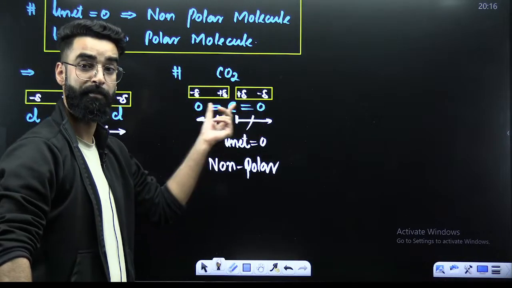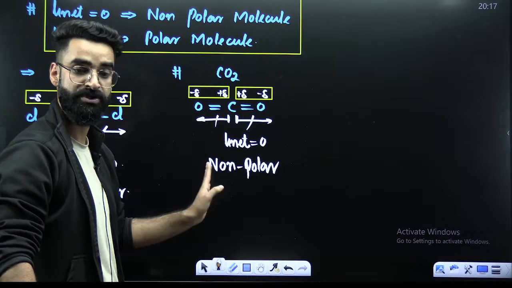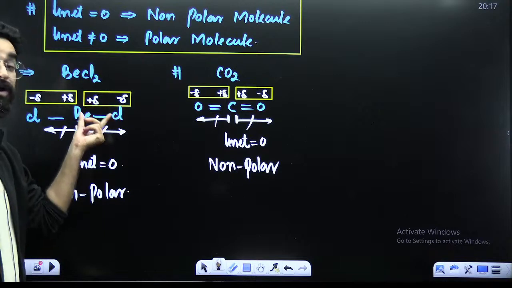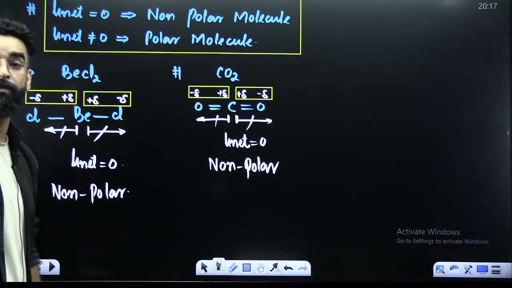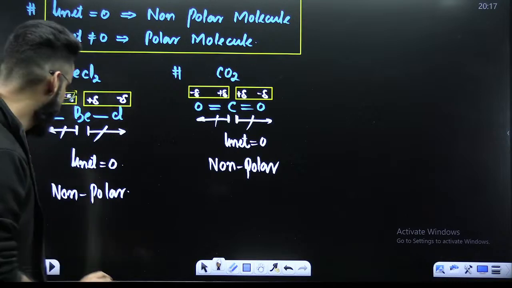Bonds are polar, but the overall molecule is non-polar. Similarly, the bonds are polar here, but the overall molecule is non-polar. Correct? Tell me one thing.